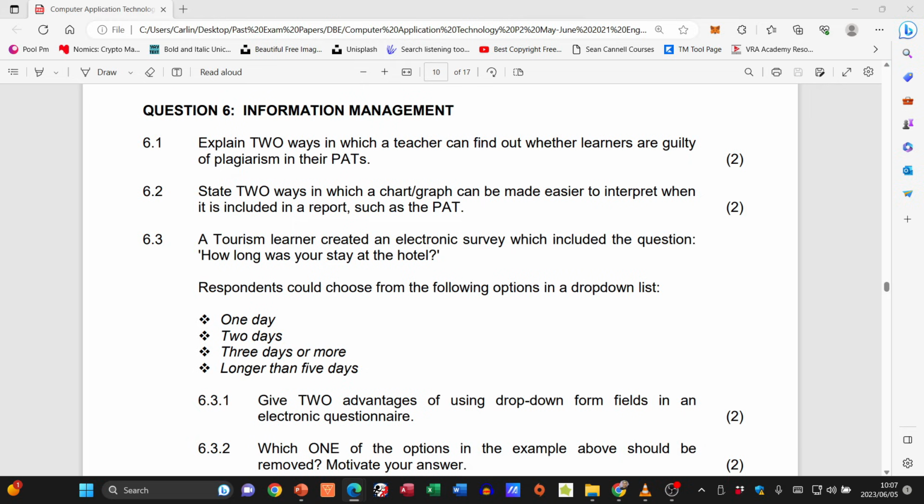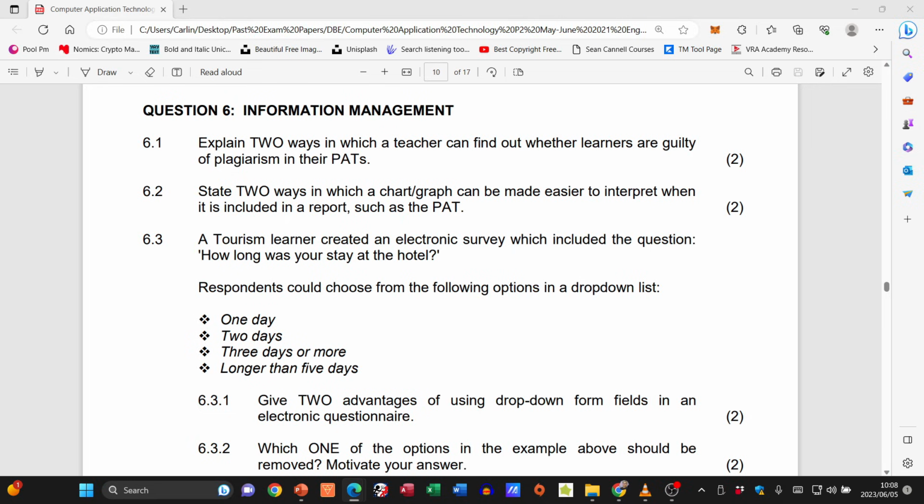First thing, they say, explain 2 ways in which a teacher can find out whether learners are guilty of plagiarism in their PATs. Well, you know what? Just from my own experience, I can take your PAT and put it into a plagiarism checker. I can compare your work to other learners' work. Like I said, there are online plagiarism checkers. I can take certain sentences out of your PAT and check that online. I can check the sources that you've put in your PAT as well. So, yeah, there are a number of different ways.